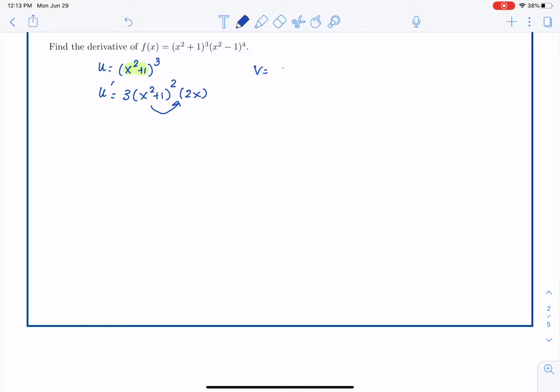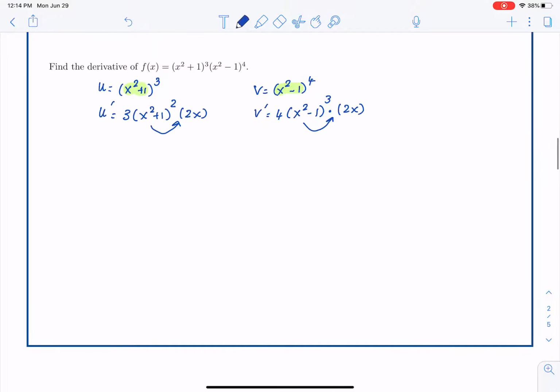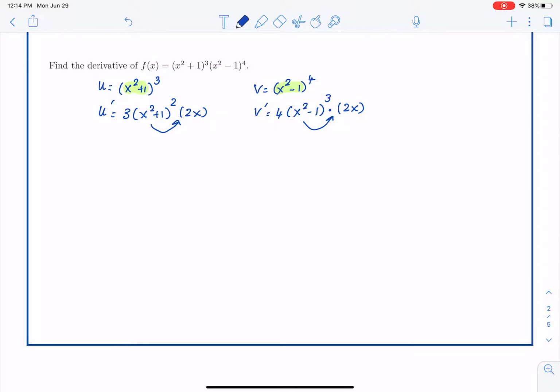V, similarly, is x squared minus 1 raised to 4. V prime: if I treat x squared minus 1 as simply x, I have 4 times x squared minus 1 raised to 3, but multiply by the derivative of the function inside, I get 2x. So now I could use the product rule.